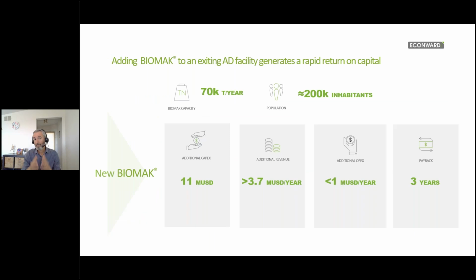A quick return on investment. Obviously, think of a facility that today is operating at 50% capacity. All of you know several of them that are operating at 50% capacity because of feedstock problems or digestion problems or whatever problems. If you bring in this technology, you will bring it back up to 70, 80, 100% capacity, because you are going to be able to bring in feedstocks that they cannot bring in today.